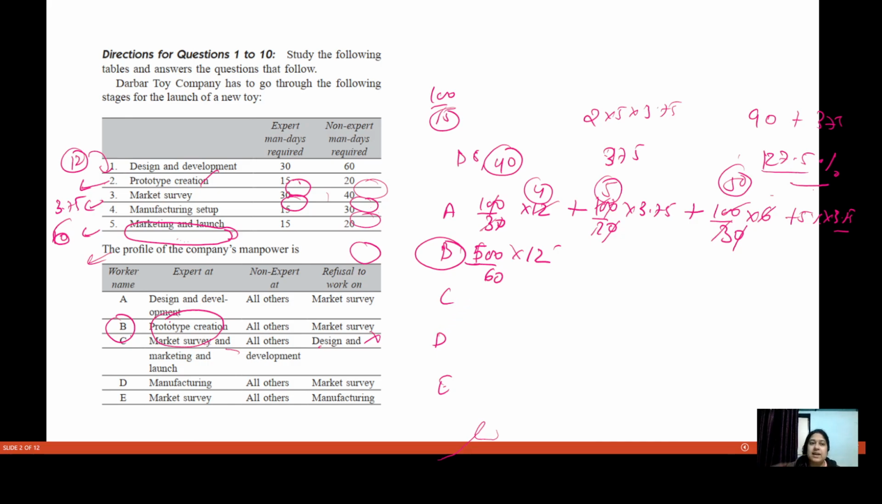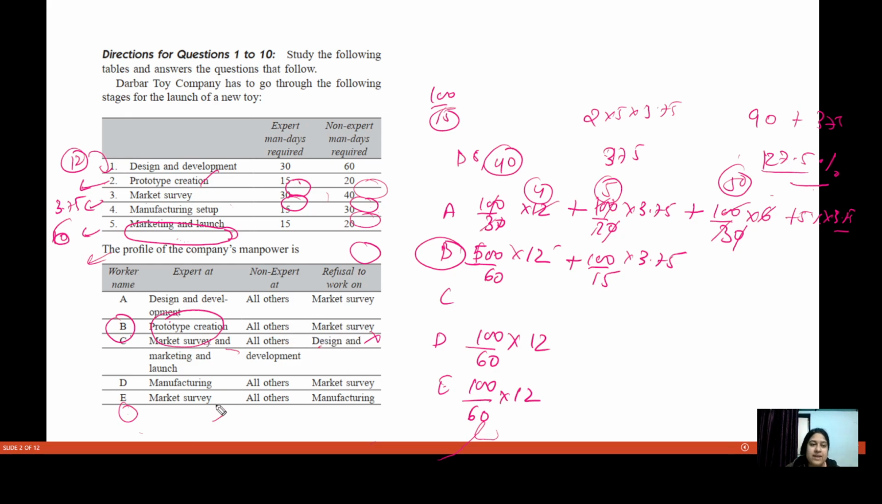Okay, and similarly design and development C has refused, so will not add here. Okay, for manufacturing D has not refused to work on design and development, so let us write 100 by 60 into 12 here also, and let us write 100 by 60 into 12 here also, because E has also not refused on doing design and development. Okay. Now B is expert at prototype creation. So 100 by 15. And how many days is this prototype creation taking? 3.75 days. So just write 3.75 here.